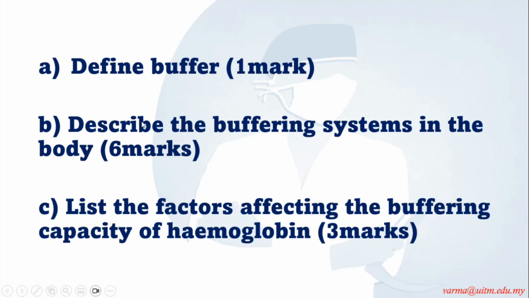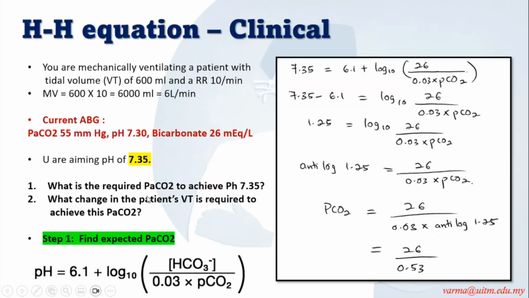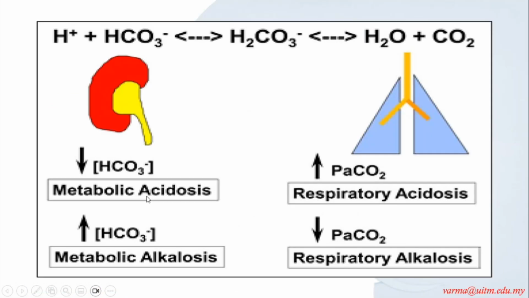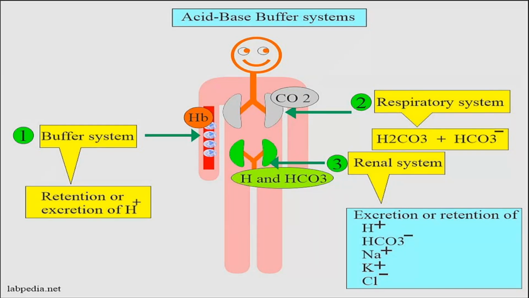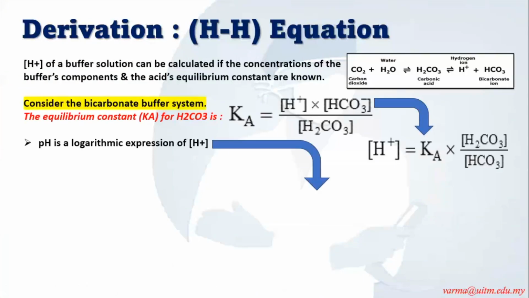So the questions usually start with a definition: define buffer, then describe the buffering systems in the body, and list the factors affecting the buffering capacity of hemoglobin. This goes back to the early part when I mentioned the acid-base buffer system in the body. The main acid-base buffer system is the bicarbonate, which is in the plasma. Next, we're talking about respiratory, then renal. Of course, the buffer system in the blood has a lot of other buffers and then bicarb as well. Okay, so we go to the question per se. First, definition.